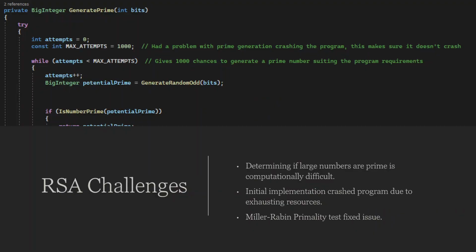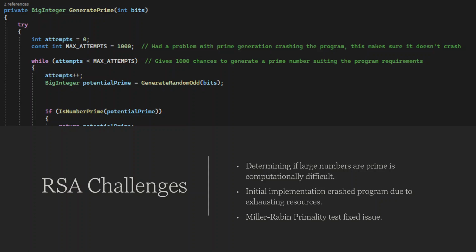Like I mentioned a second ago, the prime factors are generated randomly using my generate prime function. I initially had a bit of an issue with this because the way I was generating it was causing my program to crash, because I didn't have a max on how many attempts it would run. It would run so many times to try and generate a prime that it would just crash my program. So I had to implement a set number of max attempts so that it would stop crashing.